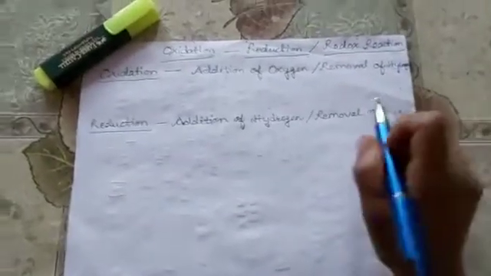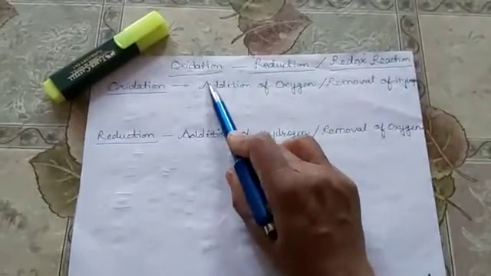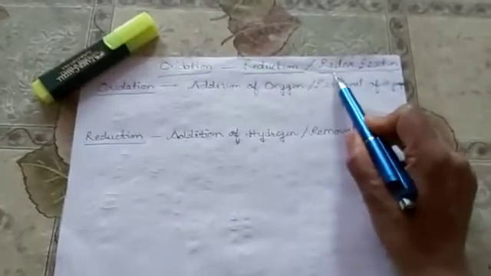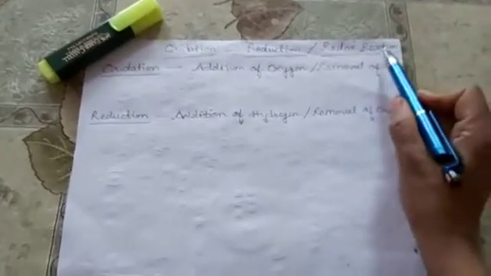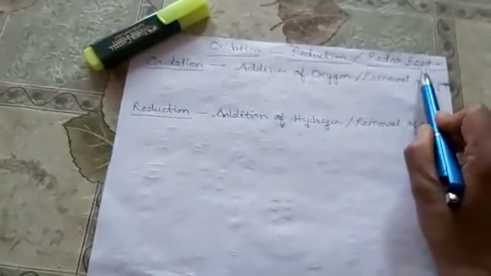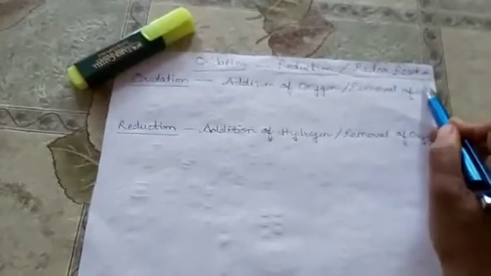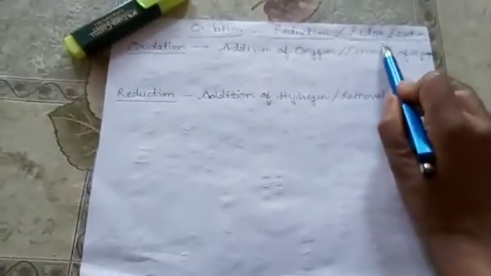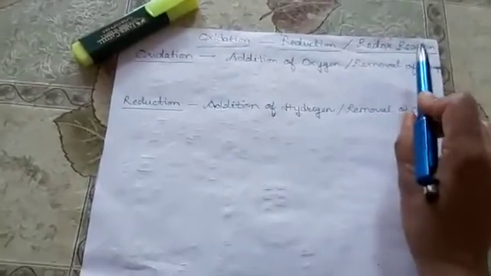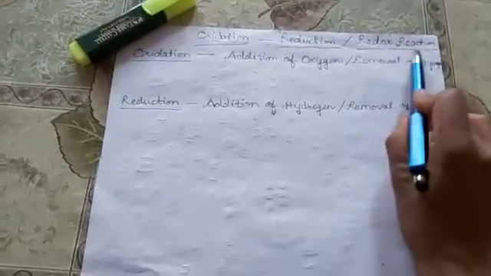Hello everyone. Now we will start with the last type of reaction, called oxidation reduction reaction. This is also combinedly called redox reaction. Almost every chemical reaction which takes place either naturally or inside the labs is considered a redox reaction.